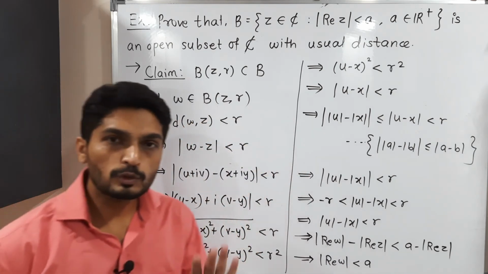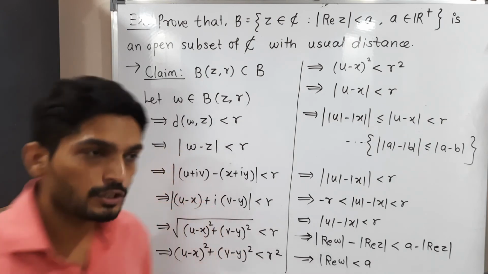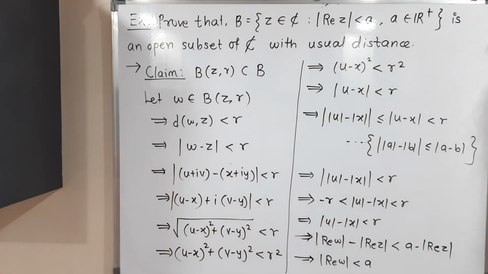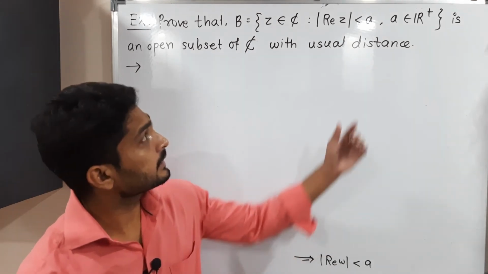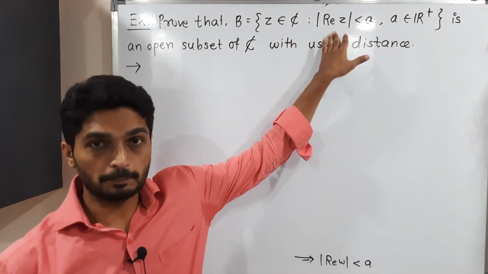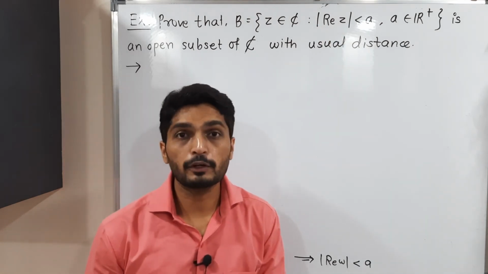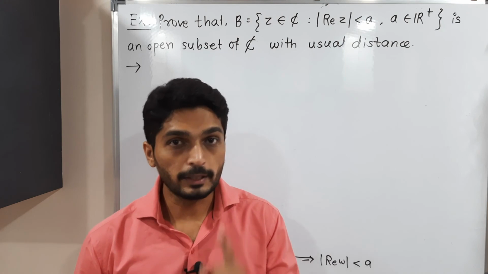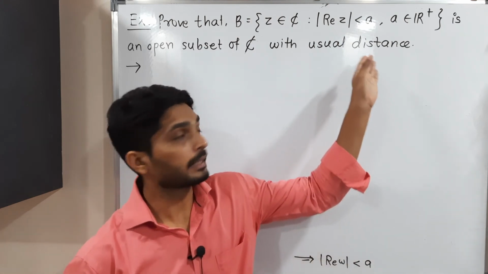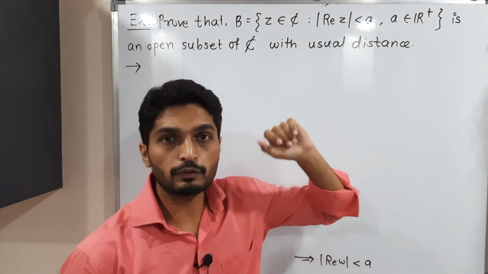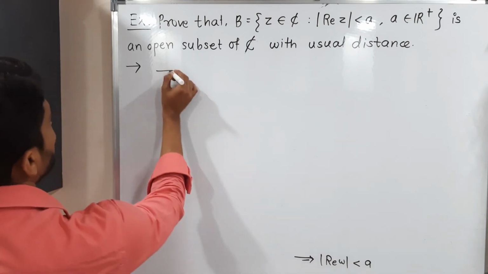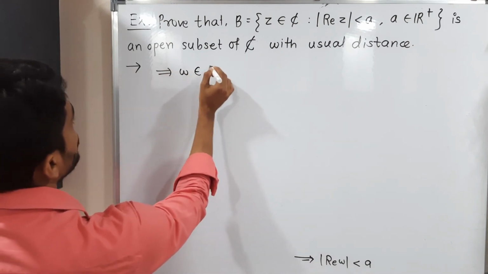Okay. No more space is there, so make a screenshot of it. After that, we'll go for next part of this example. See, basically this is condition of set B. Getting? The mod of Z is less than A. Here we have got mod of real part of W is less than A. That means W satisfies condition of B, therefore W is an element of B. So that means we can write W belongs to B.